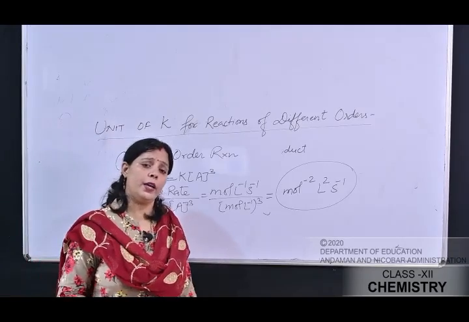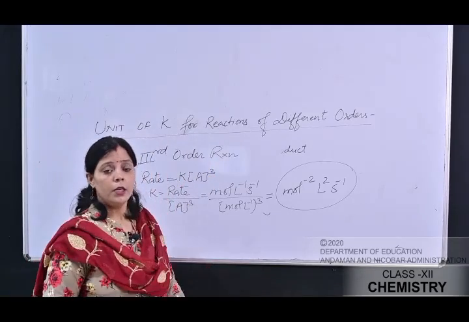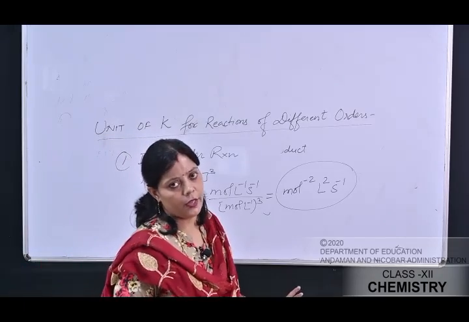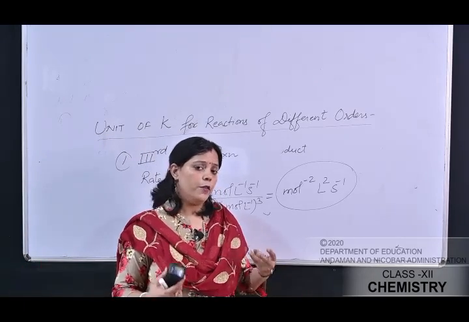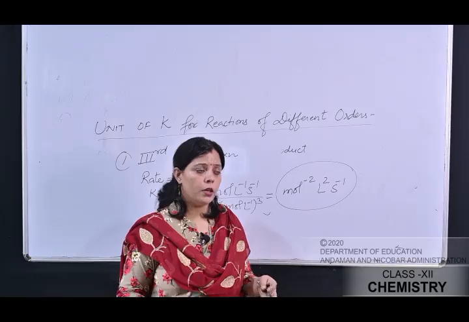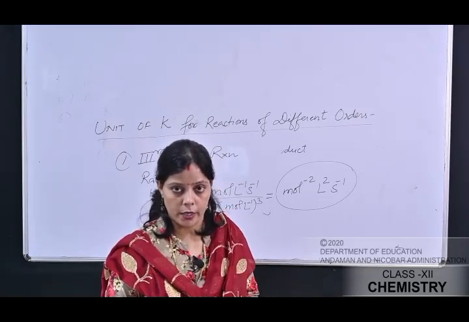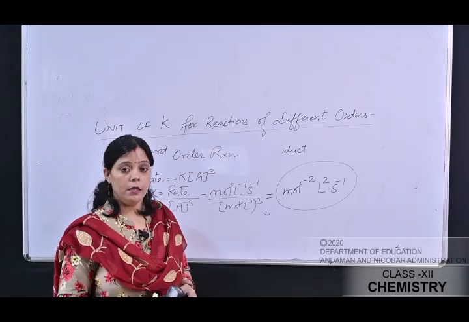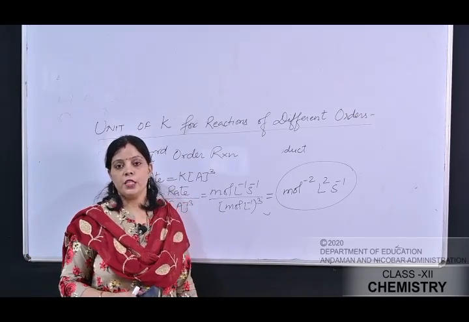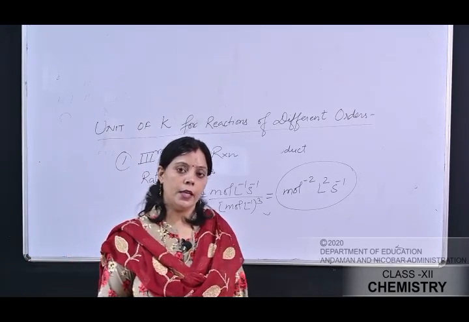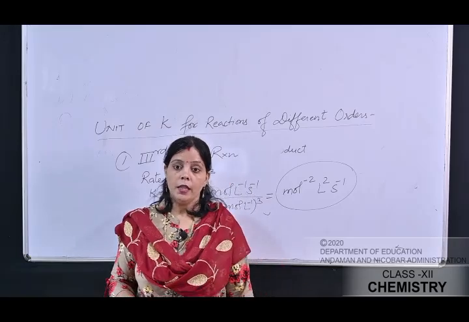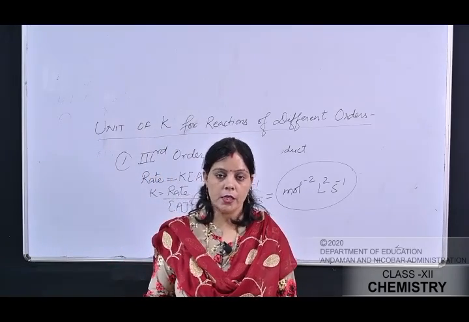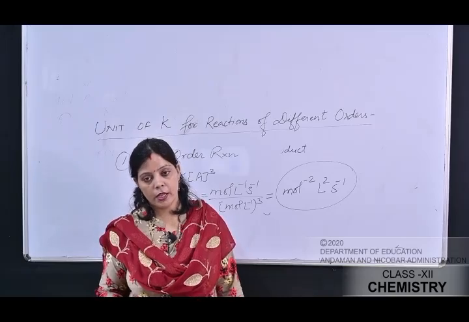So students, in this way we can calculate the unit of rate constant for any order of reaction: for fractional order, zero order, first order, second order, or third order reaction. Okay, after that we come to the next topic. There are some important differences between molecularity and the order of a reaction. What are these differences? This question mostly comes in the board examination.